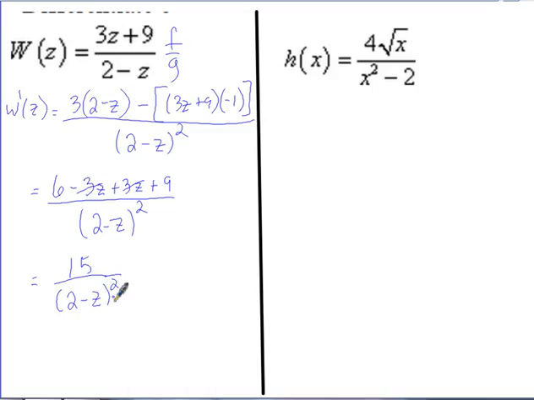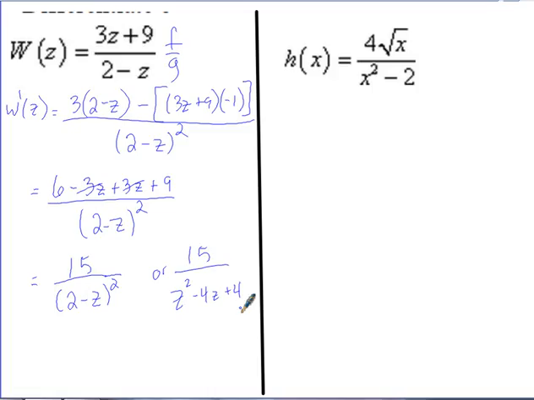So if you FOILed this out, you got what? z squared minus 4z plus 4. And then so 15 over that. So let me just write that. z squared minus 4z plus 4, right? So do you see why it's not necessary? The reason I would actually want to FOIL this out is in hopes that something on the top would what? Cancel. So do you see how nothing cancels? So there's really no point.